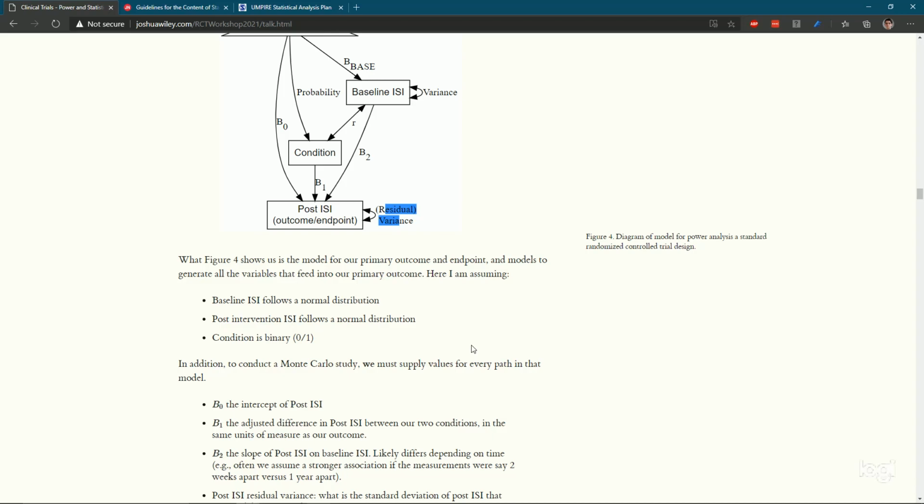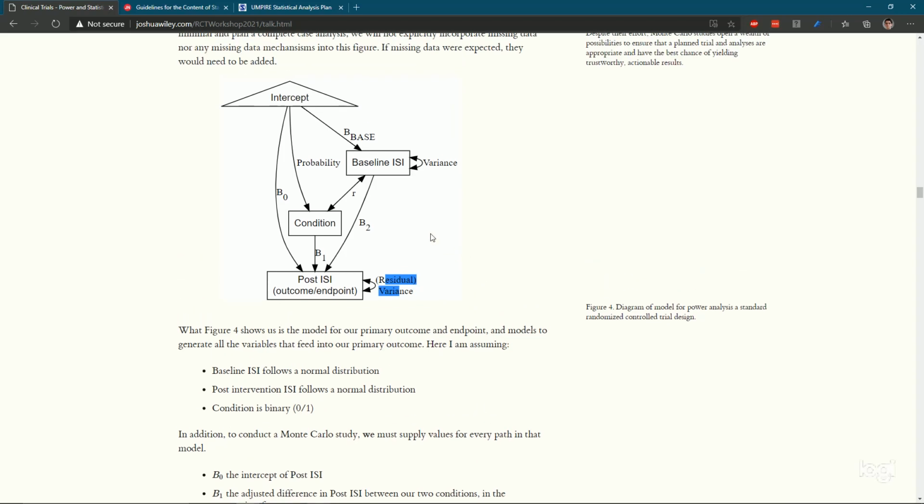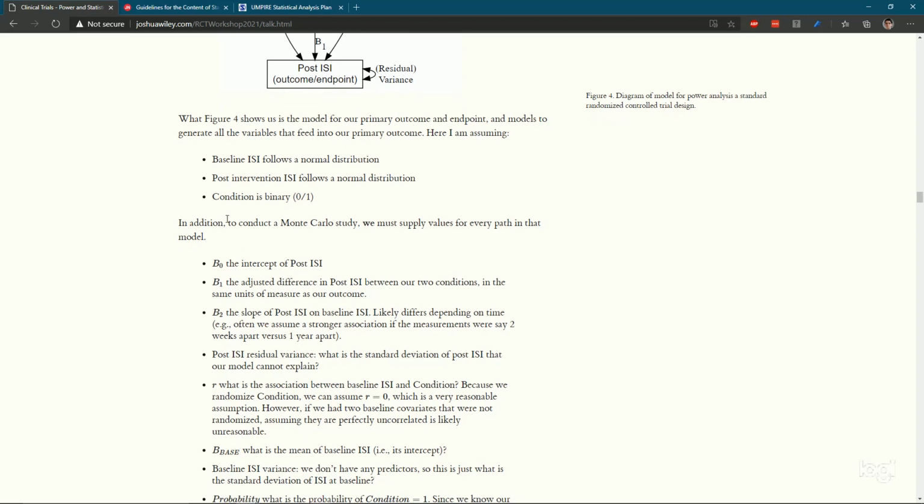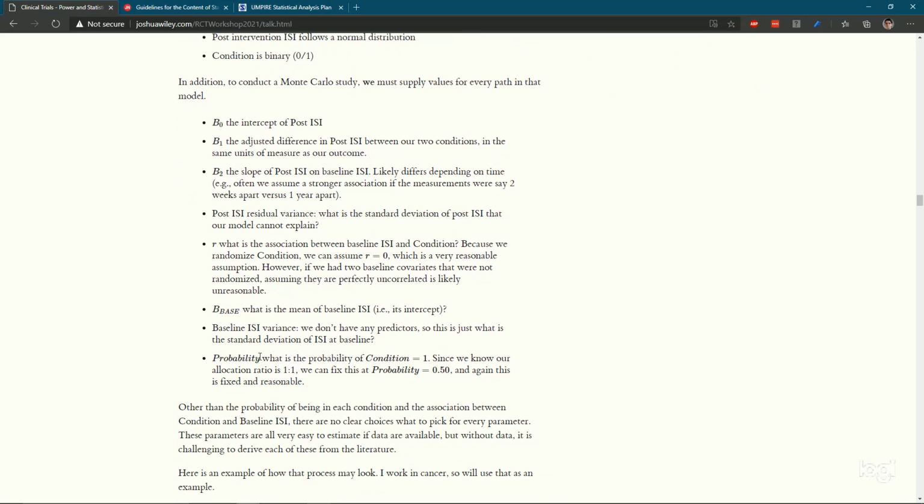So for a Monte Carlo study, to actually generate random data that we can analyze for our clinical trial, we need to fill in values for every one of these paths that I've outlined here, as well as make some distributional assumptions. So we're going to assume that both baseline and post-intervention ISI follow a normal distribution, and condition is binary, 0, 1. We set that up, so that's fine. Here I just talked about what each of those values are.